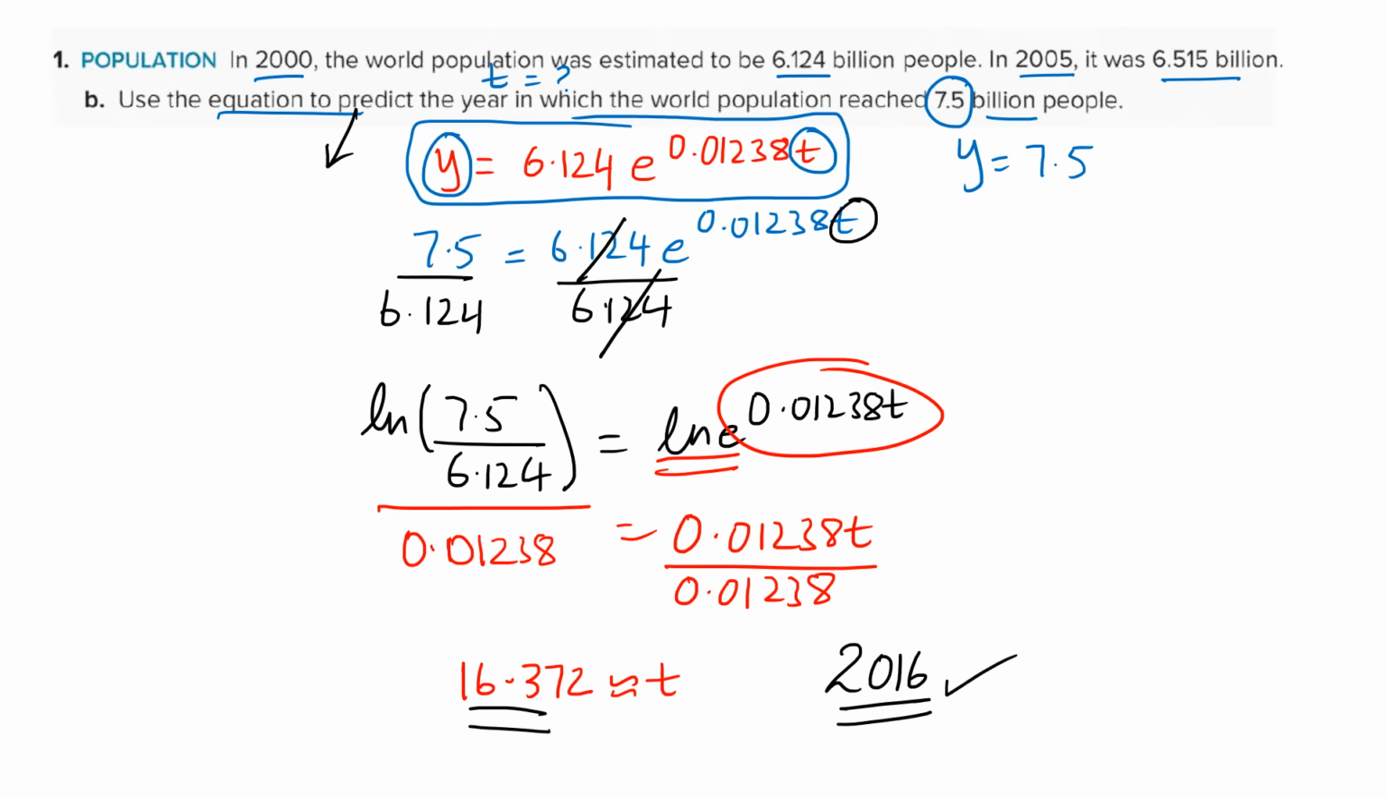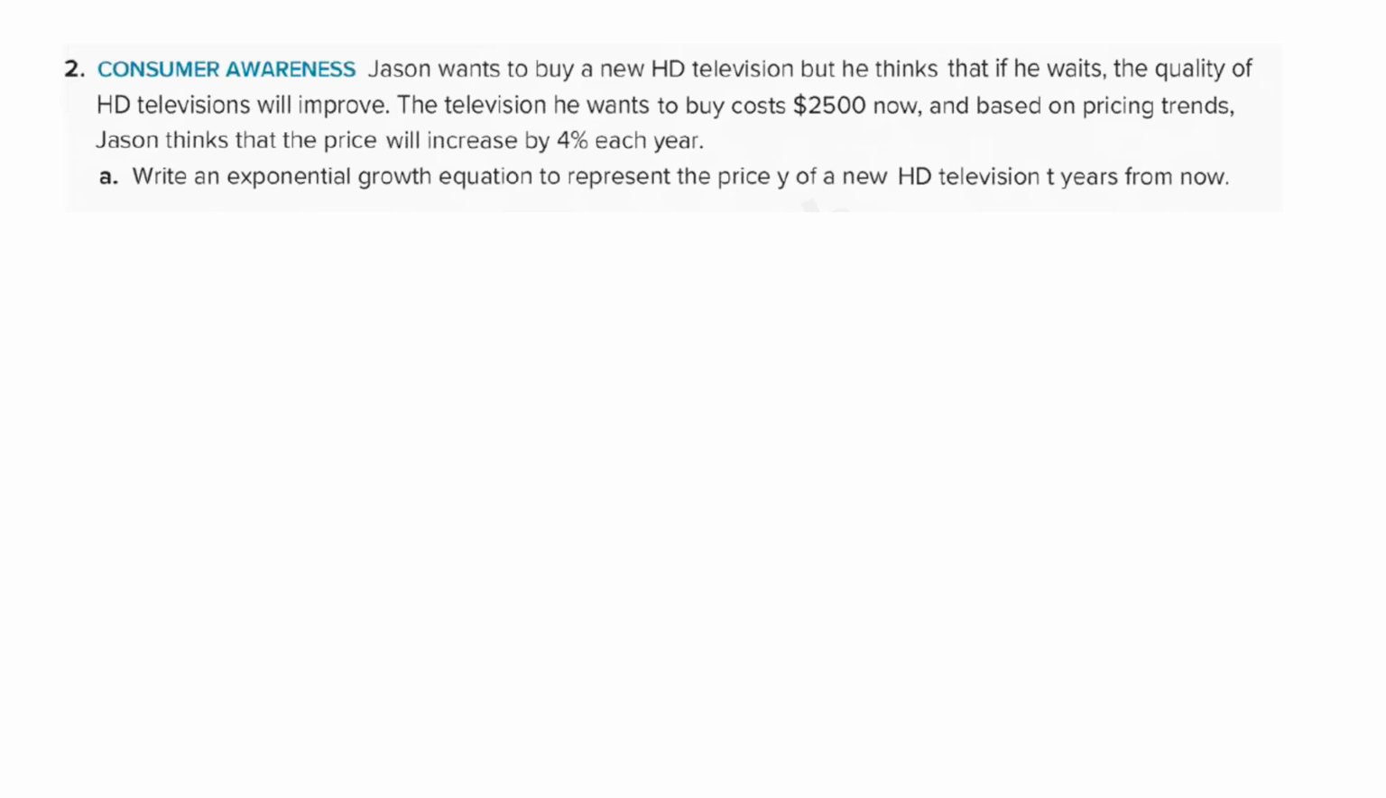Okay, let's do the next question on consumer awareness. I will read for you as usual and highlight the important information. Jason wants to buy a new HD television, but he thinks that if he waits, the quality of the HD televisions will improve. The television he wants to buy costs $2,500, and based on the pricing trends, Jason thinks that the price will increase 4% each year. In part A, we have to write an exponential growth equation to represent the price y of a new HD television t years from now.